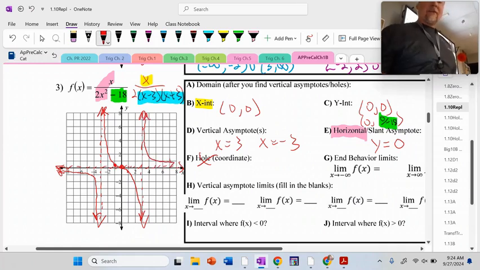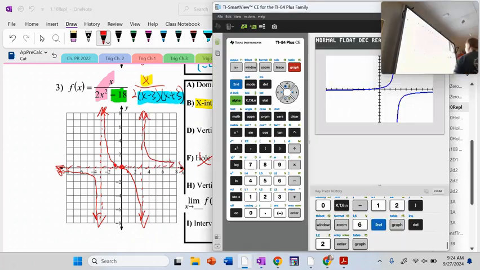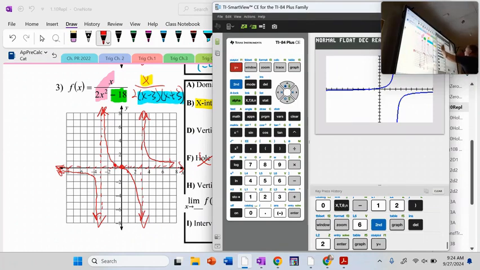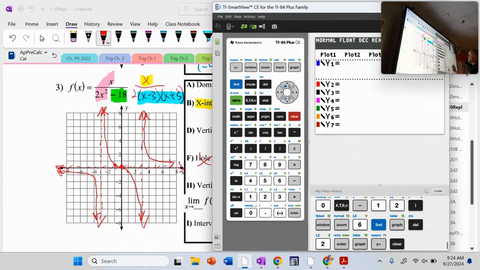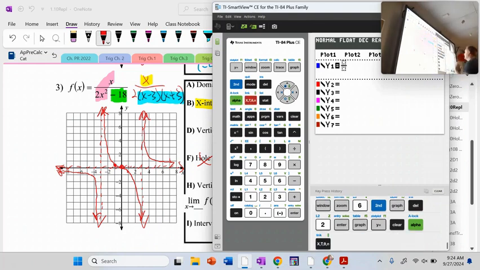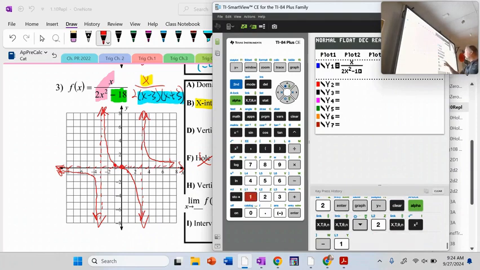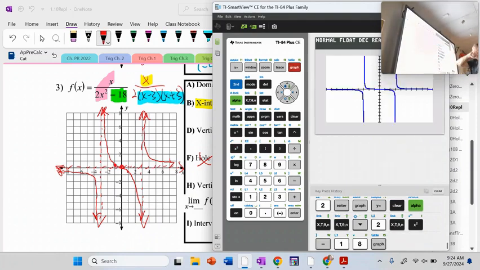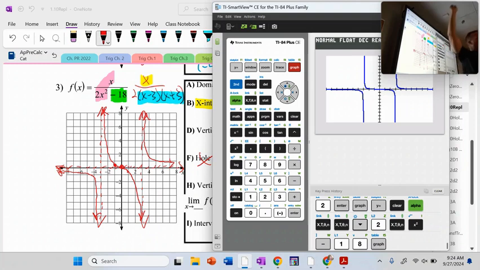I don't trust you, Mr. S. Fine. I'm going to go to new school, our little fancy fraction button there. And always type in the original, not the factored form. Just do the original when you are typing this in the calculator. Graph. There it is.